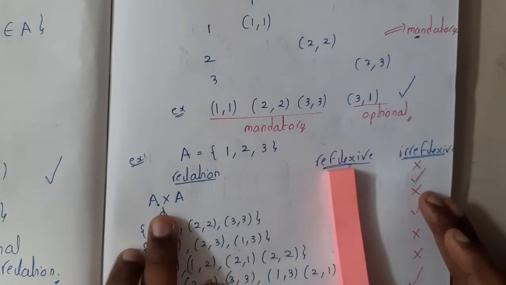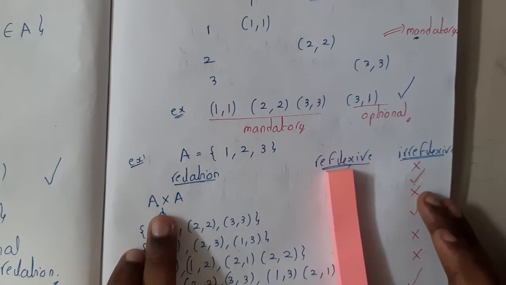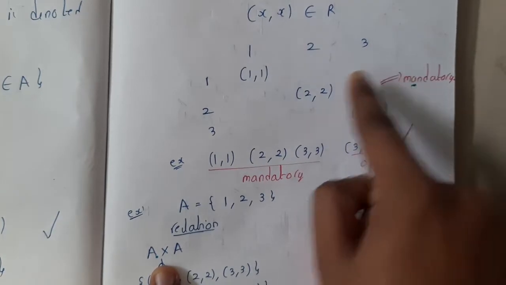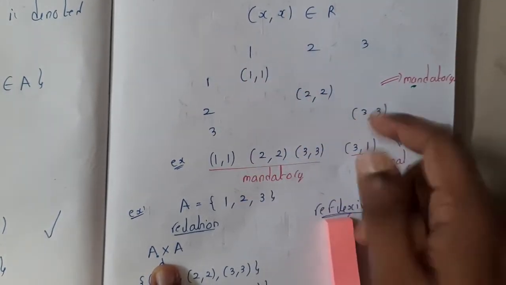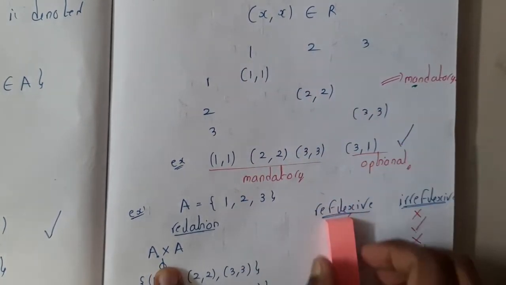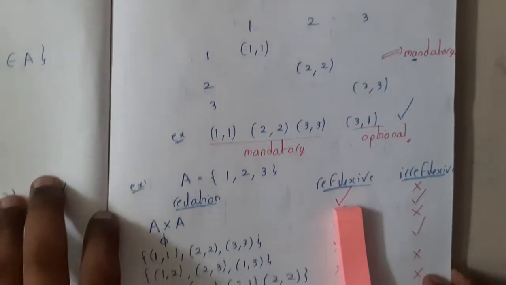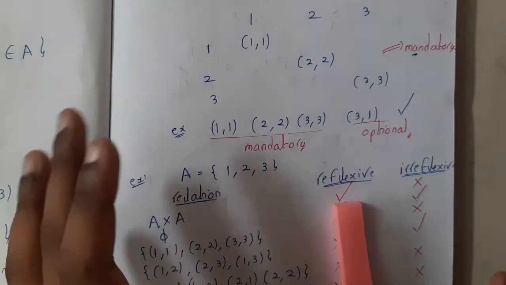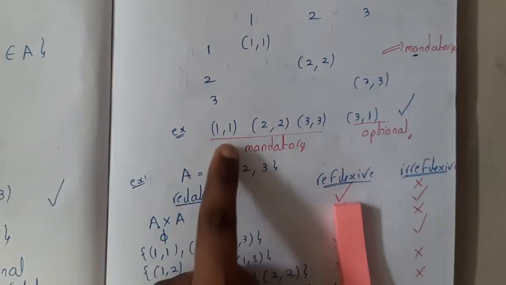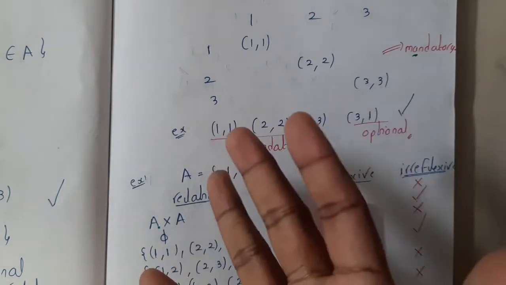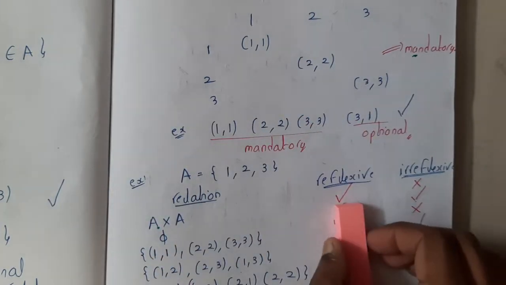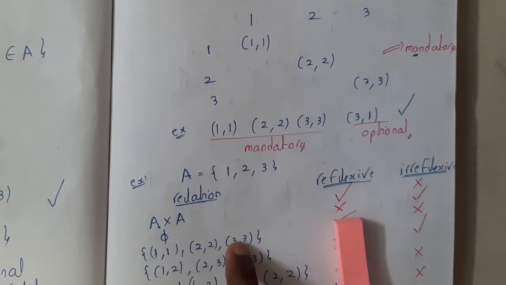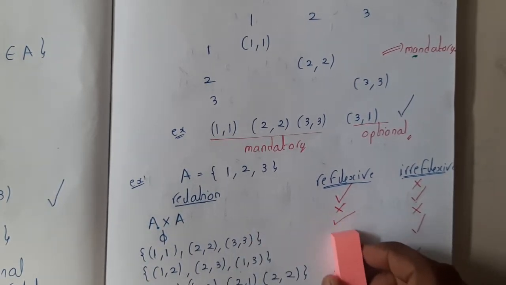What is A cross A? If you recall, A cross A is all possible combinations. So if all combinations are there, indirectly the diagonal is there. If the diagonal is there, we approve reflexive, so this is correct. The second is phi, an empty set. These values are mandatory, but in phi nothing is there, so that is not reflexive. When it comes to (1,1), (2,2), (3,3), these are exactly the things which we want, they are matching. Hence it is true.